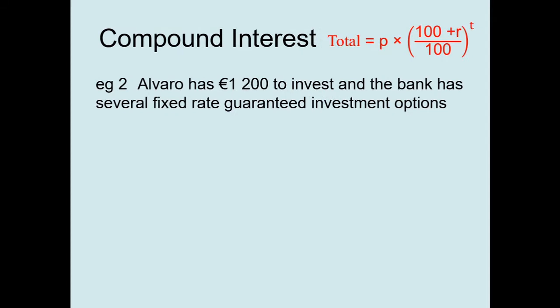Let's have a look at another example. Alvaro has €1,200 to invest, and the bank has several fixed-rate guaranteed investment options. Now that was a mouthful, but that's what you're looking for.